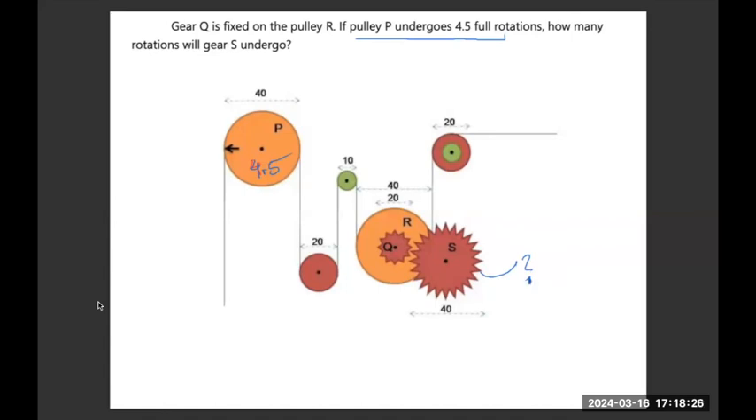Please note, in these kinds of questions, it's actually very simple. You just have to go linearly and keep on finding the relationship between one pulley and the next pulley. Like in this case, P is attached to pulley A, which is attached to pulley B, which is attached to pulley R, and which is, how should I put it?